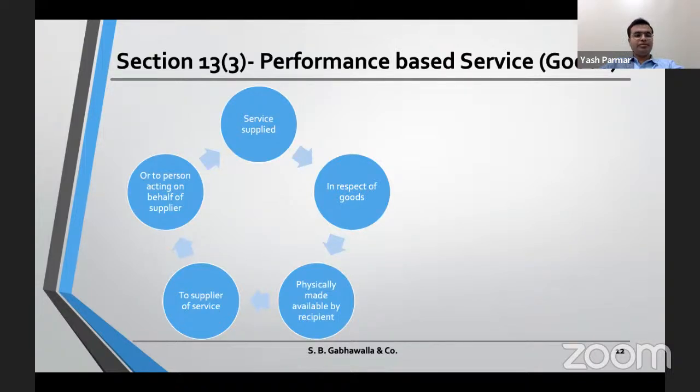And it states that when the service is supplied in respect of goods which are physically made available by the recipient of service to the supplier of service or to a person acting on behalf of the supplier, in such cases, the place of supply shall be the location where the services are actually performed. Now I'll further try to explain what kind of transactions can be covered by this clause. In the next slide, I'll explain through an example.